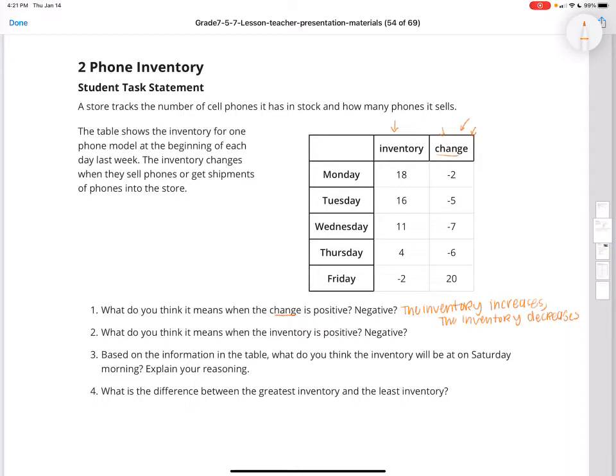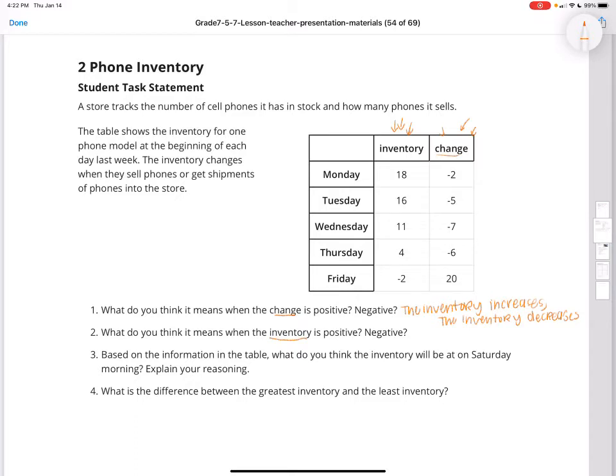Question 2. It says, what do you think it means when the inventory is positive or negative? So they want us to pay attention to this column because it said inventory. Now, I'm going to relate this to the iPhone 12 because it just came out. With this iPhone 12 in particular, it didn't have enough in store, so people were able to order it and actually wait for the phones to come in. So I think this problem works perfect just because it's more relatable. It has something that happened recently like that.